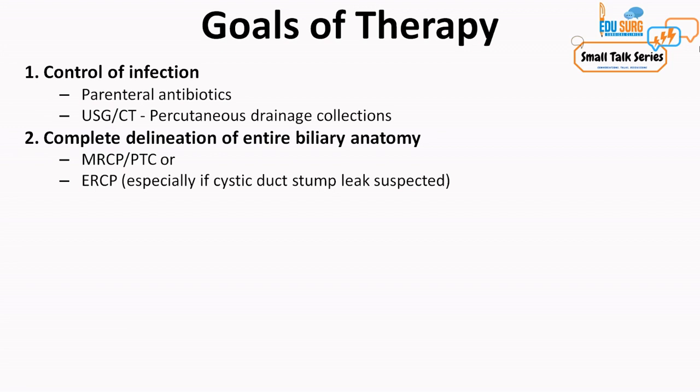Second step is complete delineation of the entire biliary tree, which can be done with the help of MRI now. And if MRI is not giving a clear picture, you can do a percutaneous transhepatic cholangiography or endoscopic retrograde cholangiopancreatography or ERCP, especially when the injury type is cystic duct stump leak.